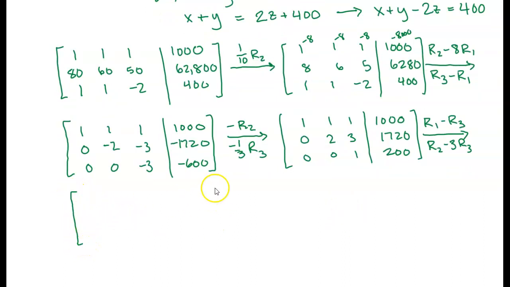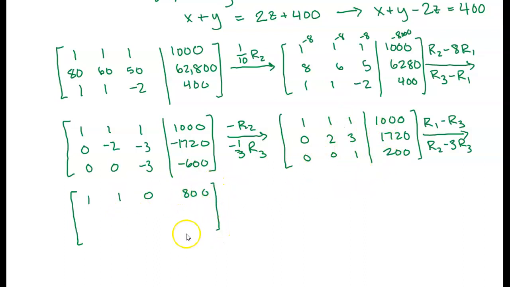All right, so this is all strategy. You know, there's not just one way to do these problems. It's a game of strategy. So, all right, I'm going to take row 1 and subtract row 3. So 1 minus 0 is 1. 1 minus 0 is 1. 1 minus 1 is 0. And 1,000 minus 200 is 800.